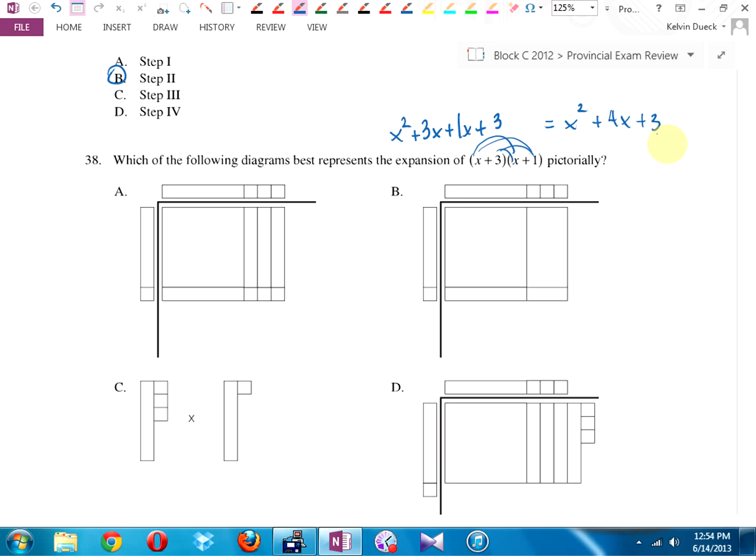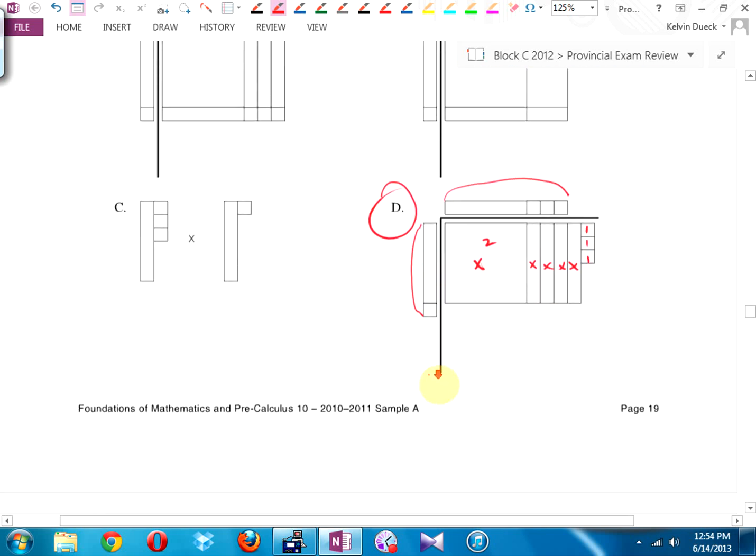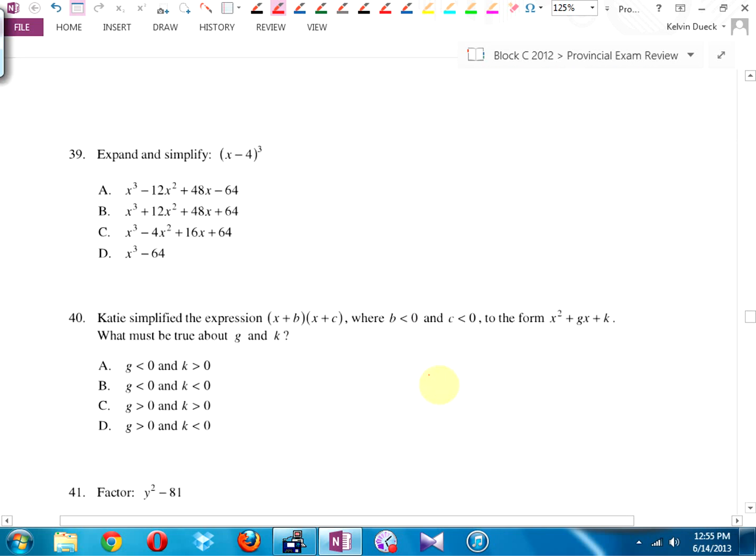D, let's see. Here's an x squared, right? Here's an x, here's an x, here's an x, here's an x. By the way, can you see x plus 1 times x plus 3? D. Number 39.